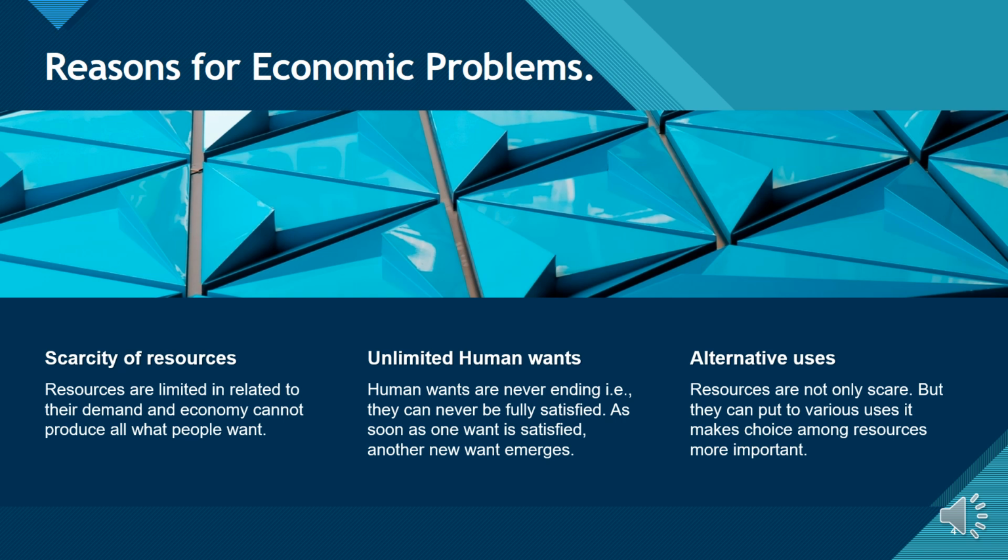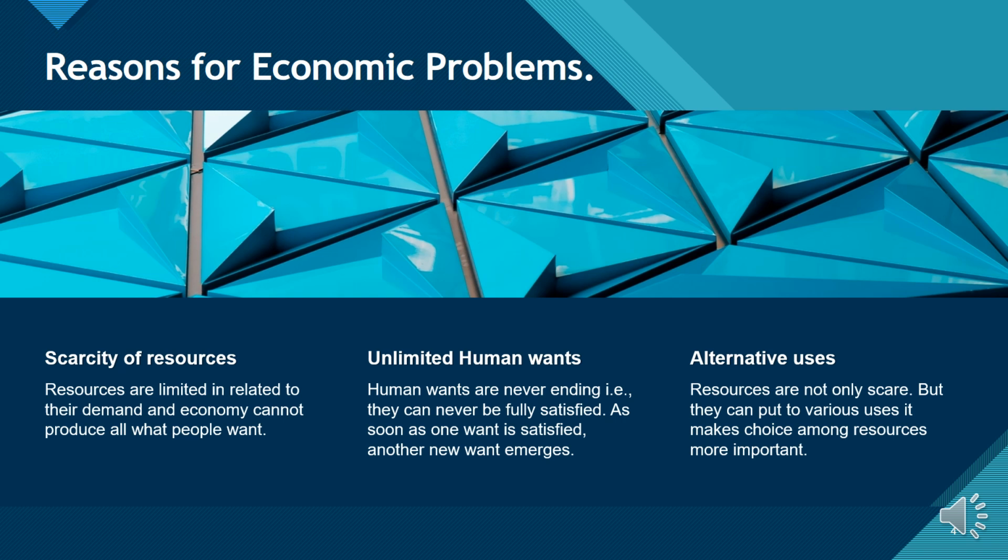And the second reason for economic problem is unlimited human wants. Human wants, as I said earlier, are a never-ending process. The wants are never-ending, and human wants cannot be satisfied completely. So if one want is satisfied, another new want will emerge. So this is the main root cause of economic problem: the wants of humans.